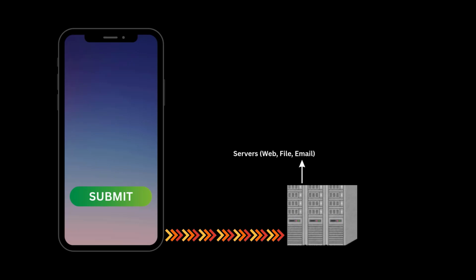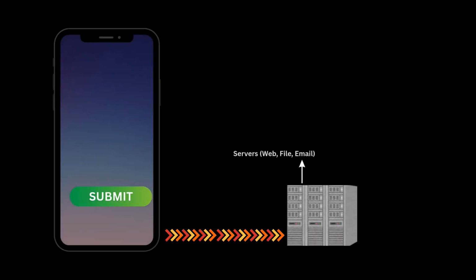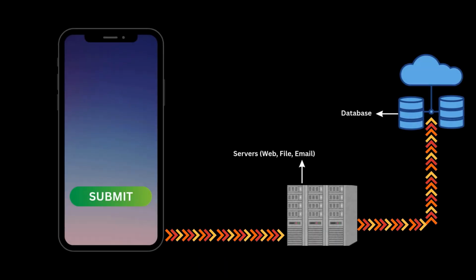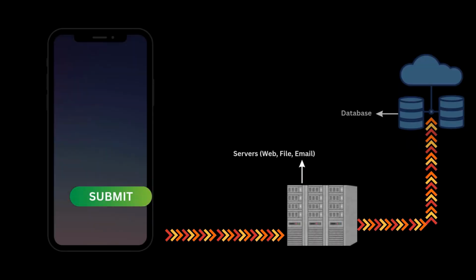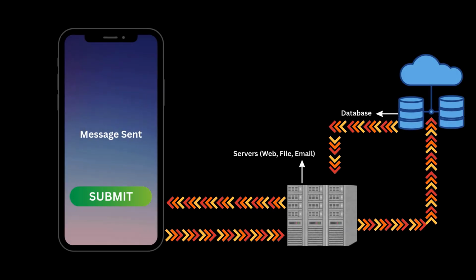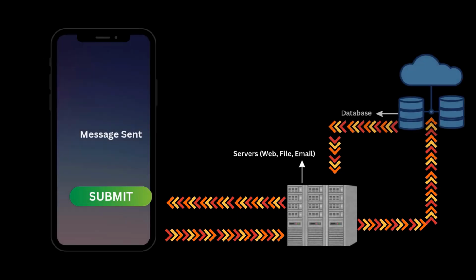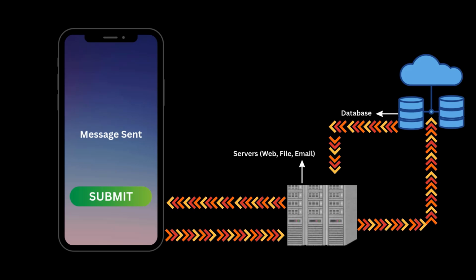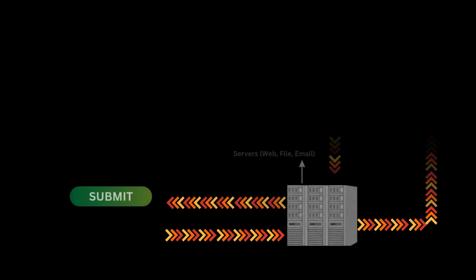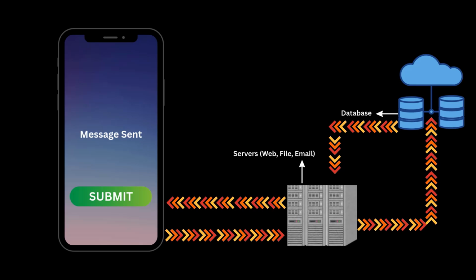fetching data. If it needs data, it talks to a database, kind of like a digital filing cabinet, to find what it needs. Then it sends a response back to your screen, either success or error, and your app updates accordingly. So every click is like starting a conversation between your screen, the server, and the database behind the scenes.